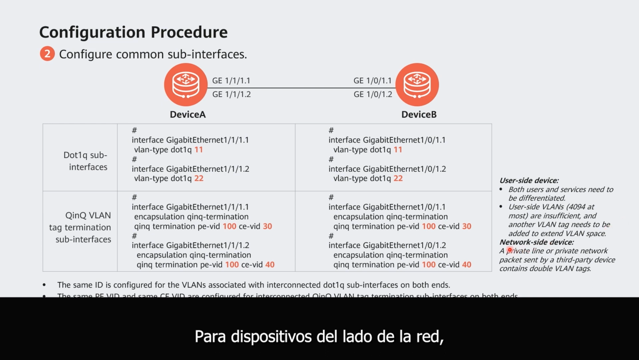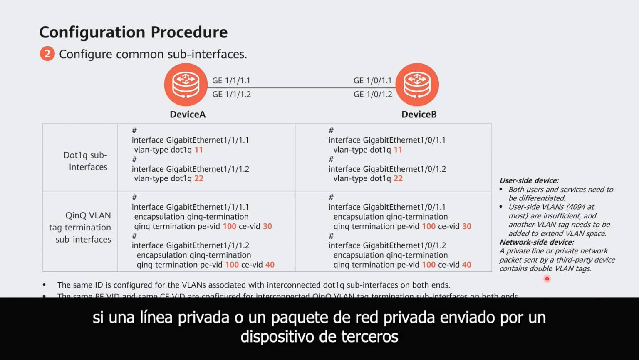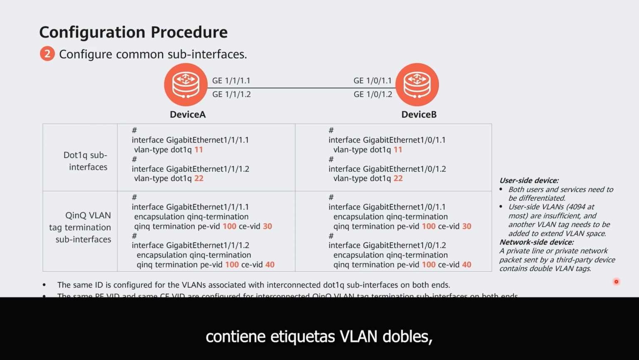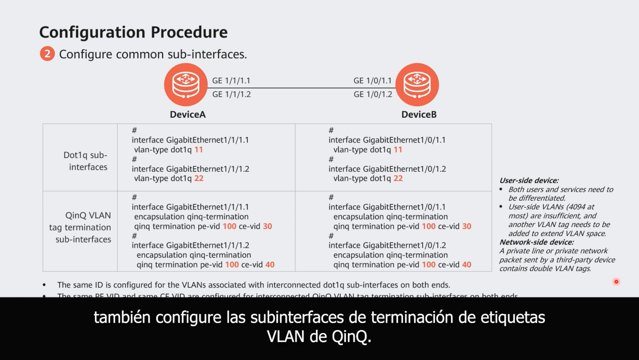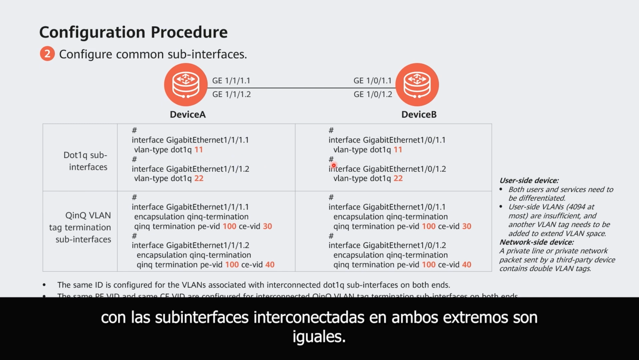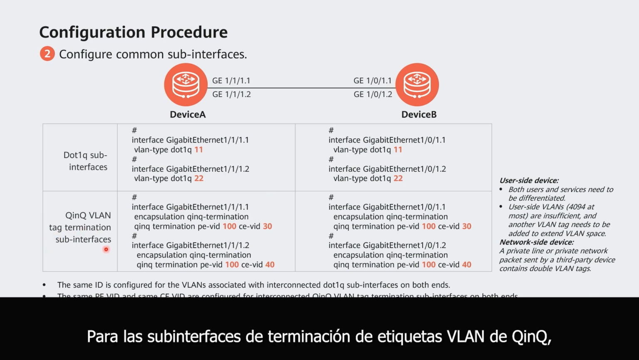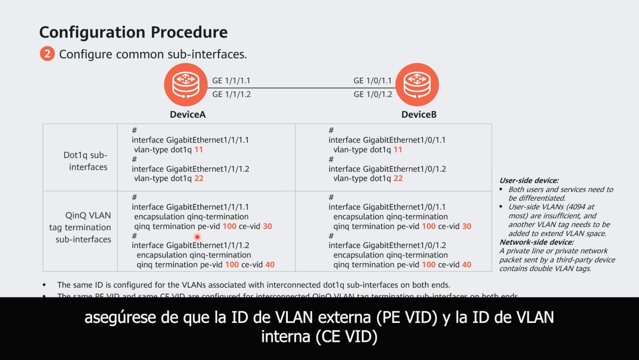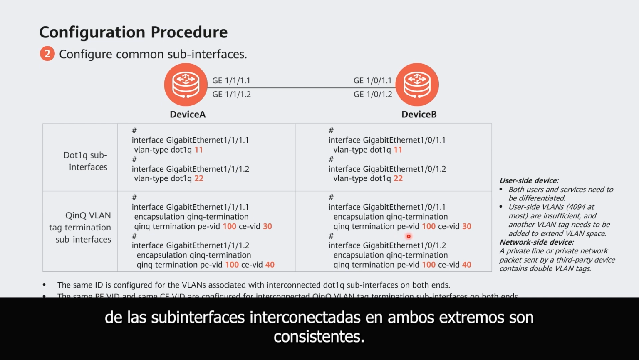For network-side devices, if a private line or private network packet sent by a third-party device contains double VLAN tags, also configure Q-in-Q VLAN tag termination subinterfaces. For .1Q subinterfaces, ensure that the IDs of the VLANs associated with the interconnected subinterfaces on both ends are the same. For Q-in-Q VLAN tag termination subinterfaces, ensure that the outer VLAN ID and inner VLAN ID of the interconnected subinterfaces on both ends are consistent.